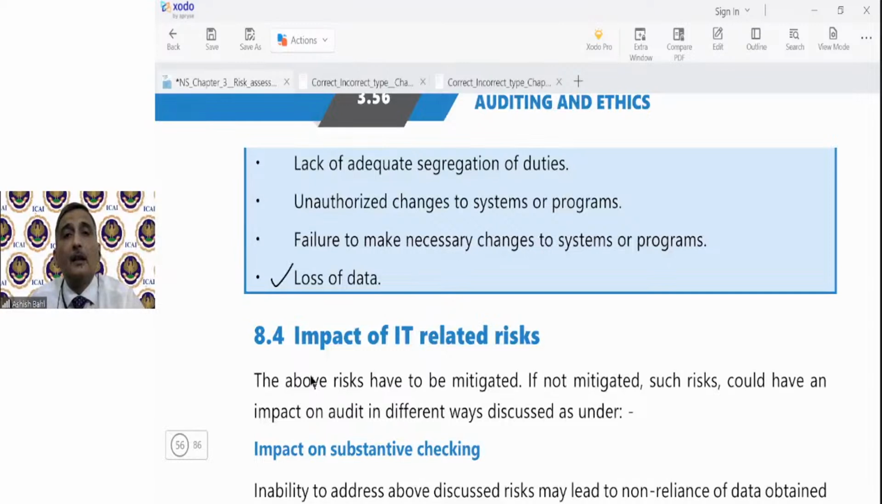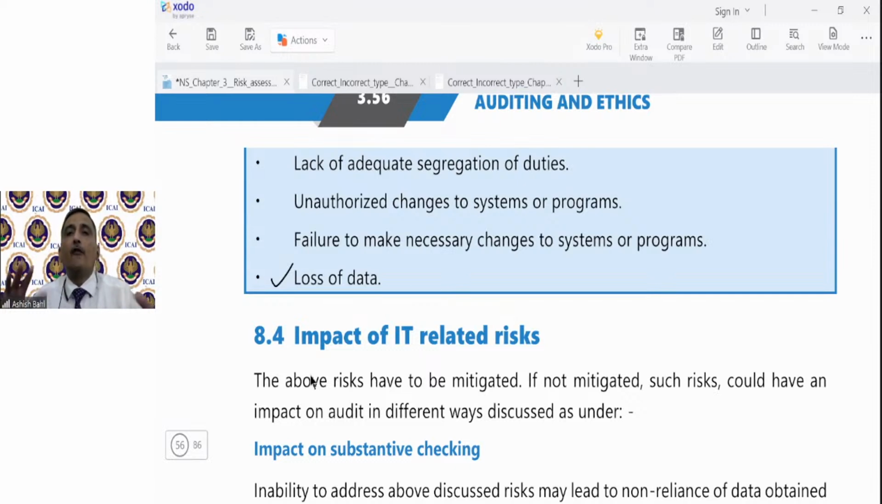Okay, or there can be lack of adequate segregation of duties, because some persons may become too powerful. Even IT persons, some IT persons can become too powerful. So these are some of the risks emanating from the use of IT system.